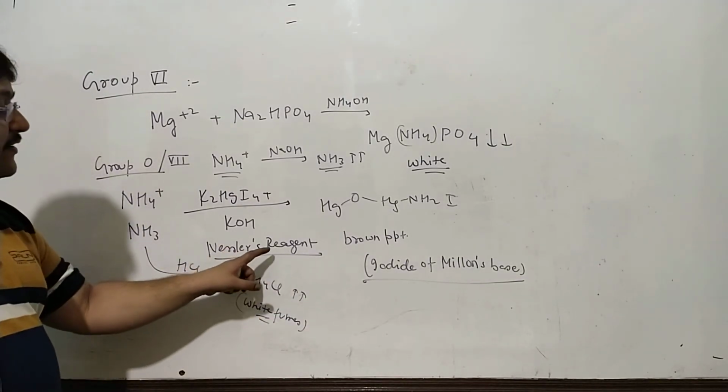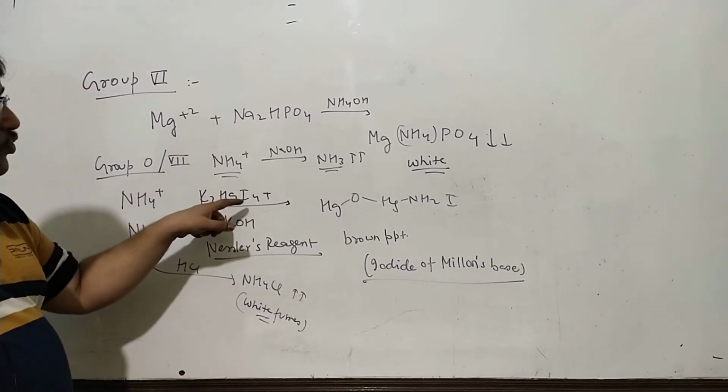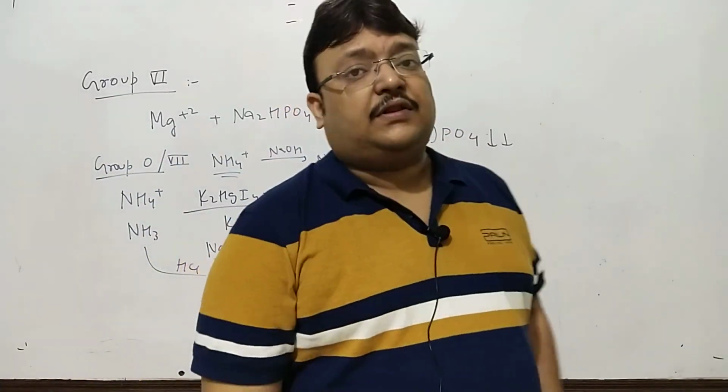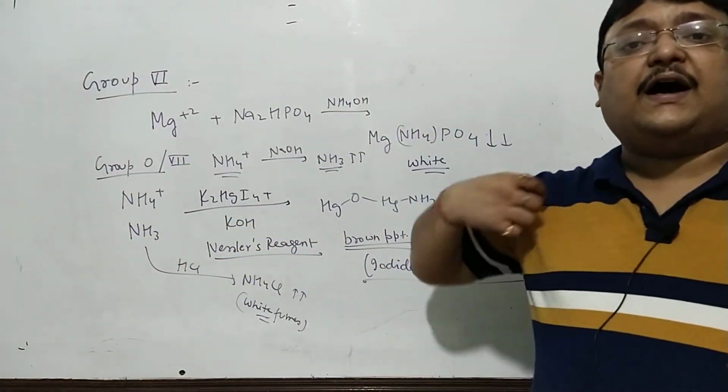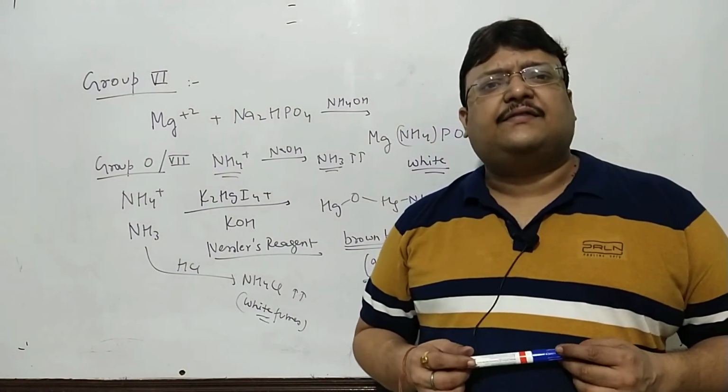Yet again in Nessler's reagent, remember the medium has to be alkaline. The active species is HgI4 2-. Again we'll talk about it in problem solving. Ammonia or ammonium salt with Nessler's reagent gives you a brown precipitate of iodide of Millon's base. So with this we complete the test of all the radicals in our syllabus.